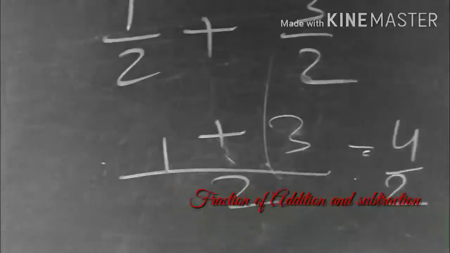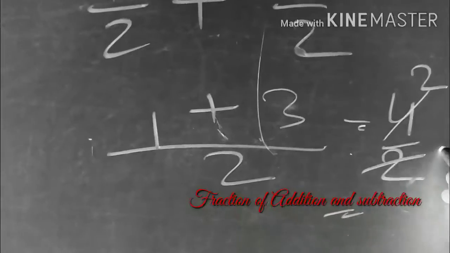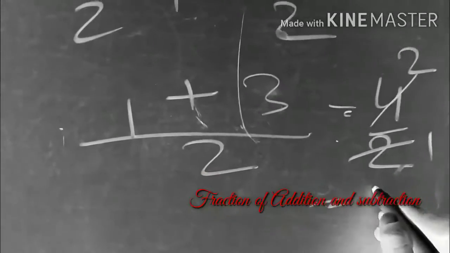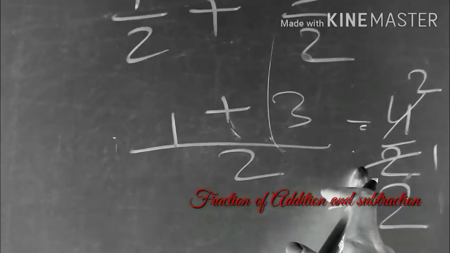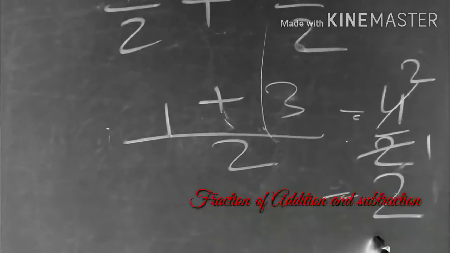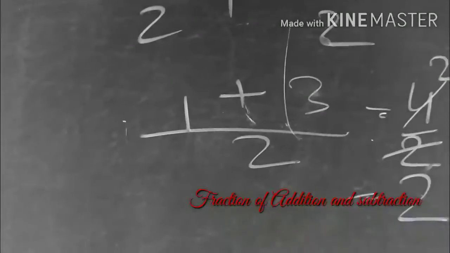4 by 2. The common part is 2. 2 1s are 2 and 2 2s are 4. So we can write it as 2. Our required answer is 2. 2 by 4 is also correct, but 2 is the answer after dividing by the common number. 2 by 4 is also correct.